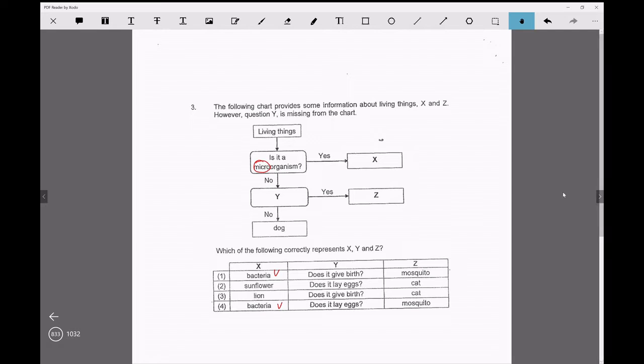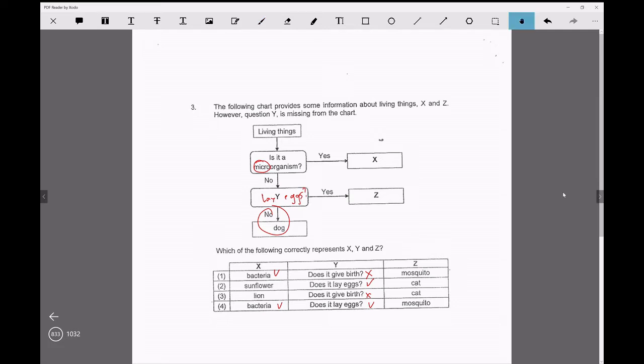For question Y, it is a no for dog. So let's check. Does dog give birth? Yes, so you cannot choose this. Does dog lay eggs? No, so you can choose this. So it's out because it's a no for dog. So lay eggs? No. If this question is whether or not they lay eggs, dogs are mammals, so they give birth, so it's no.